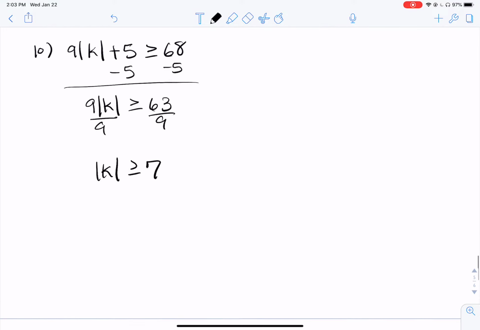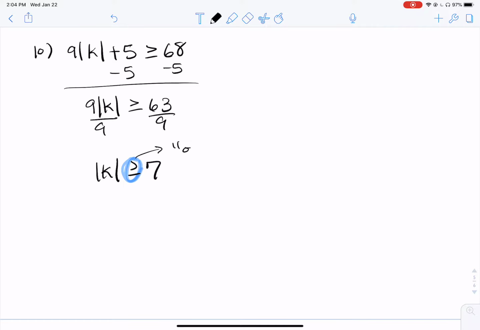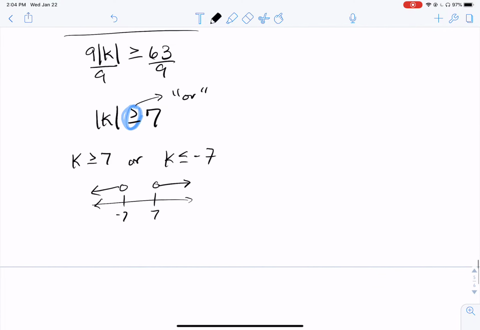Now again that I finally have the absolute value isolated, now I can focus on the inequality to determine what kind of compound inequality I create. So this one again is going to create an or compound inequality. So k would be greater than or equal to 7, or k would be less than or equal to negative 7. So again, that means that the solutions would be moving away from the two endpoints, not towards each other, but away from the endpoints. And we should have closed dots above these because again, they're equal to. They have the equal sign.